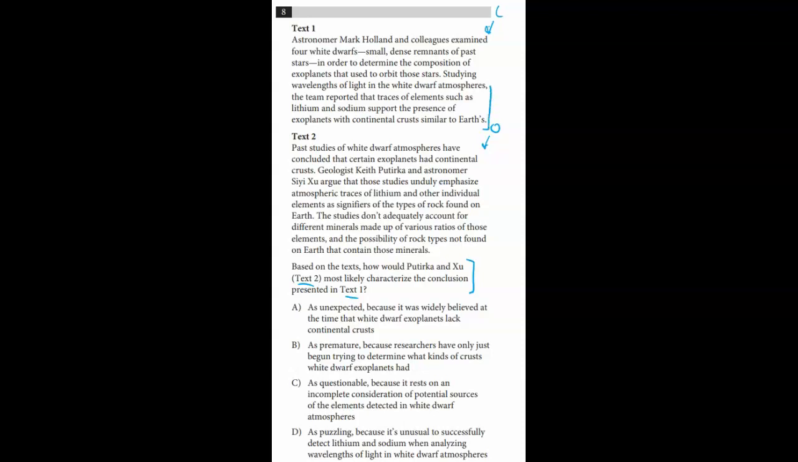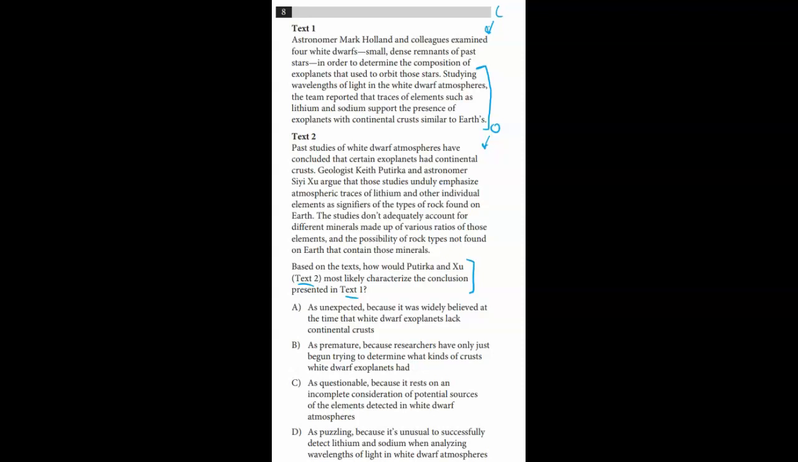All right, so this right here is their claim, and their claim really is that traces of elements such as lithium and sodium support the presence of exoplanets with continental crusts similar to Earth's. So we think there's going to be exoplanets with crusts similar to Earth's because of the lithium and sodium found in the white dwarf atmospheres. All right, let's look at text 2.